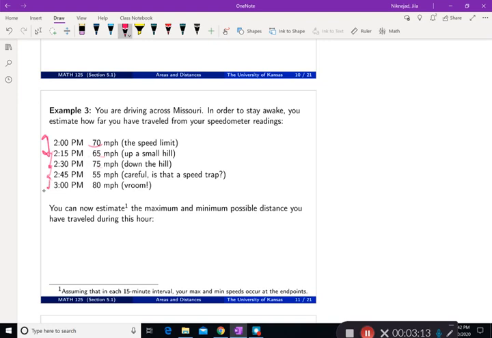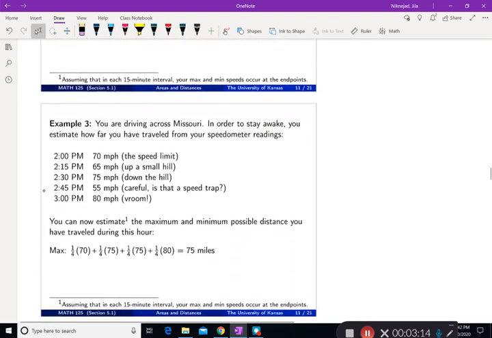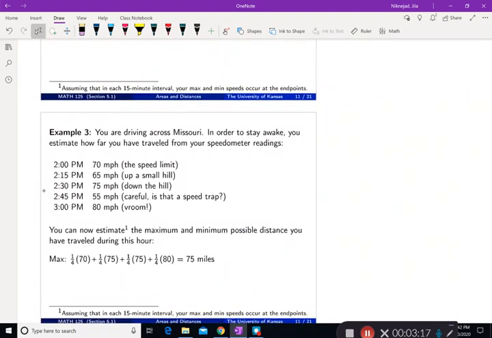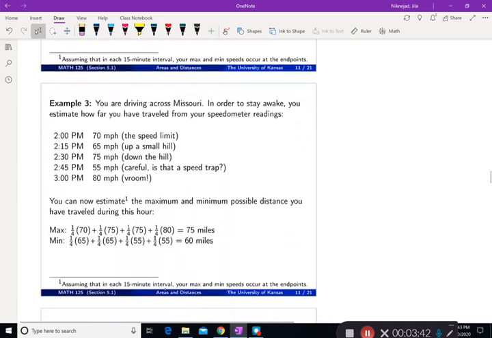Then you figure out where you're standing. So for the maximum, the first time interval is 1/4 of an hour times 70. Then the second interval is between these two times, and it's 75. The third one is between these two times and 75 again, and here is 80. Every time interval is 1/4, so you multiply it through and you get 75 miles.